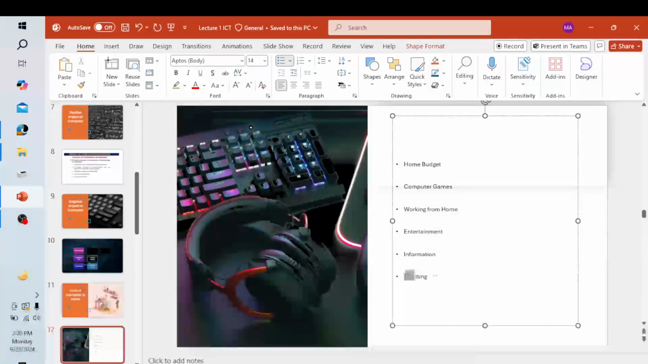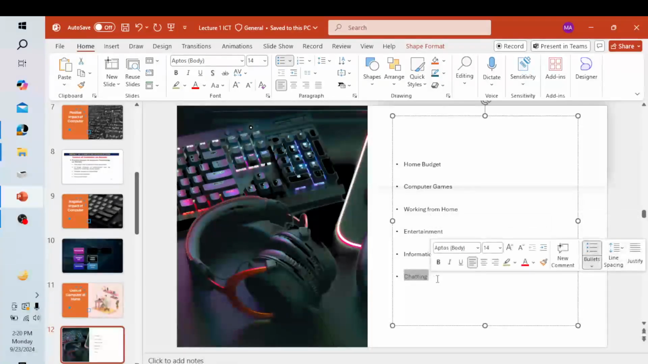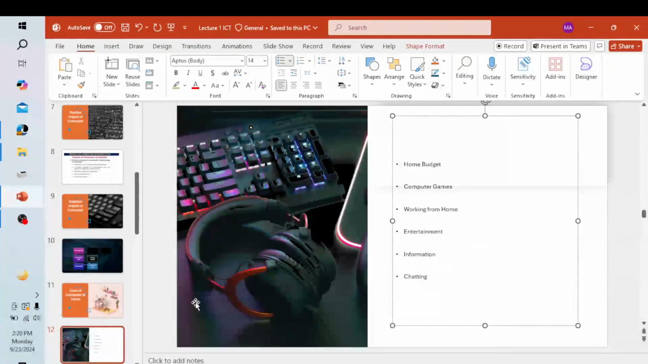The next one is the chatting. People can chat with their friends on the internet. They can also talk with them. Different messages, files, and information can be sent to them. This is all about the uses of the computer at home. Now we will move to the next slide.